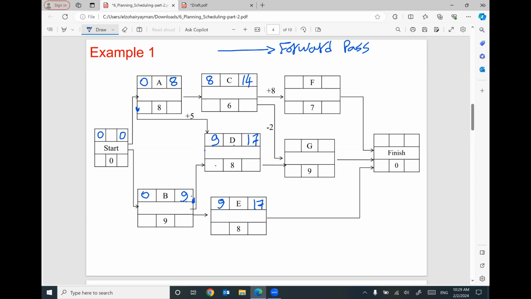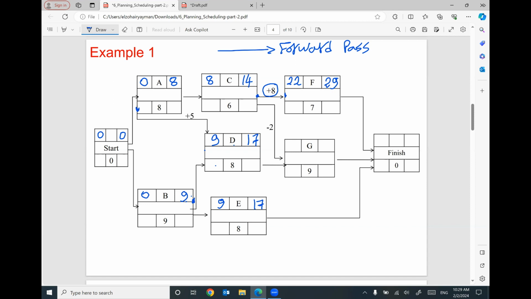For activity F, we have a direct relationship between the end of activity C and the start of activity F, but with a lag equal to 8. I have to delay. I have to wait for 8 days to start activity F. So 14 plus 8 will be 22, the early start of F, plus 7 will be 29.